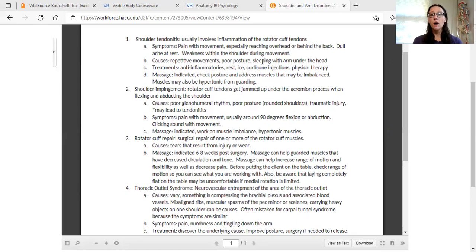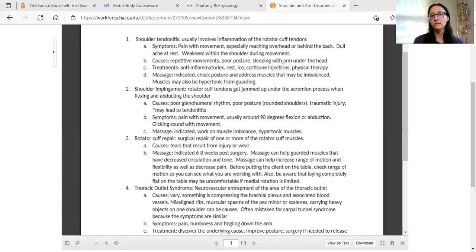It could also be poor posture, so slouching all the time where the shoulders are constantly rolled forward. It could be sleeping with one arm under the head. Does anyone sleep like this, or sleep with your arm under your head instead of down by your side? That can cause inflammation in those tendons as well. Treatments for this, of course, are standard treatments for any inflammation. So ice, rest, sometimes compression, elevation, anti-inflammatories. That's going to be topical or oral analgesics.